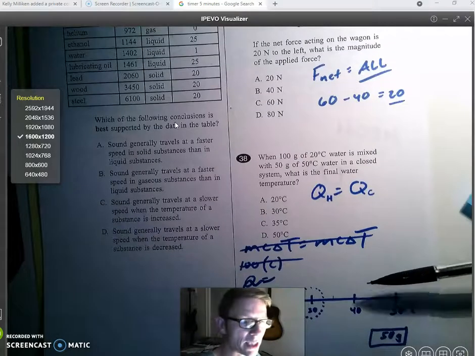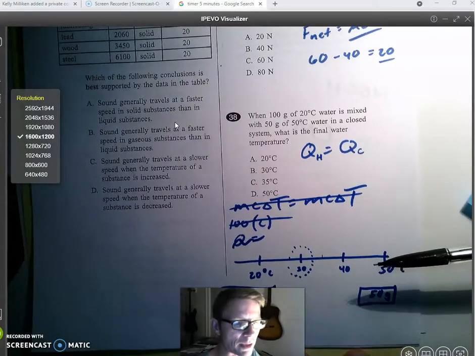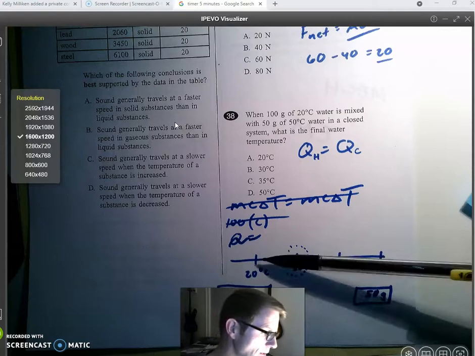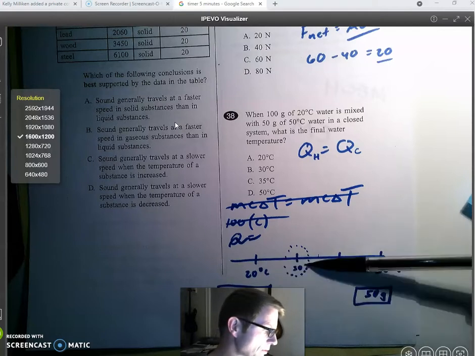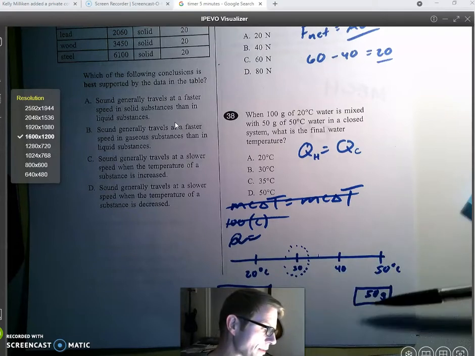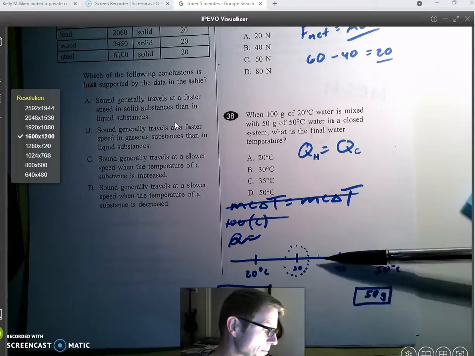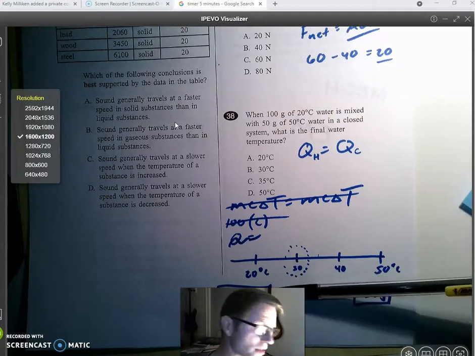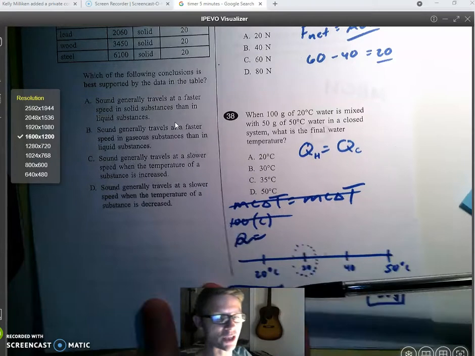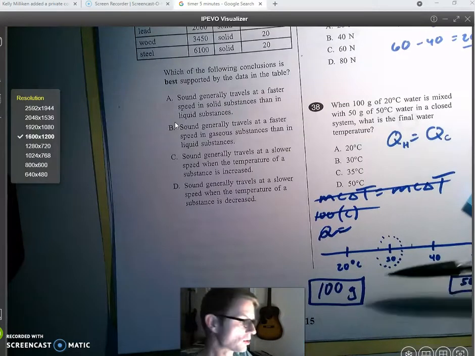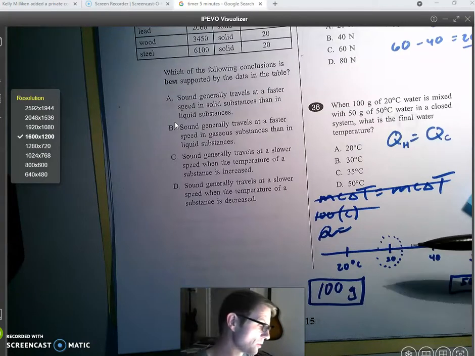This one's really tricky. There's a mathematical way to do this, but here's what they want you to think. Let's map out the temperatures: 20, 30, 40, 50. There's the 100 gram, there's a 50 gram. Well, there's got to be a temperature somewhere in between, but it can't be right in the middle because this one is more massive and hard to change. So the answer is going to be 30, not 35.